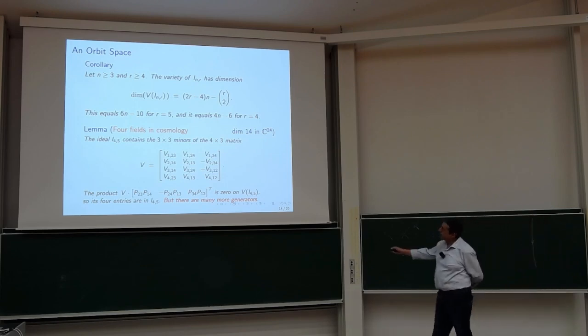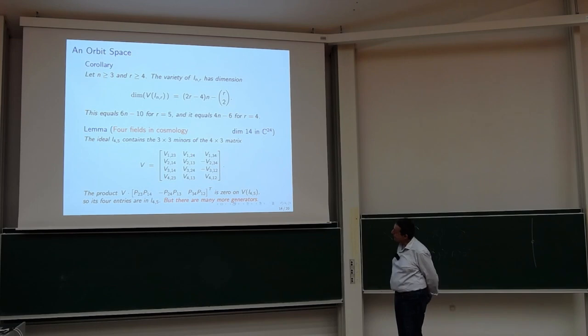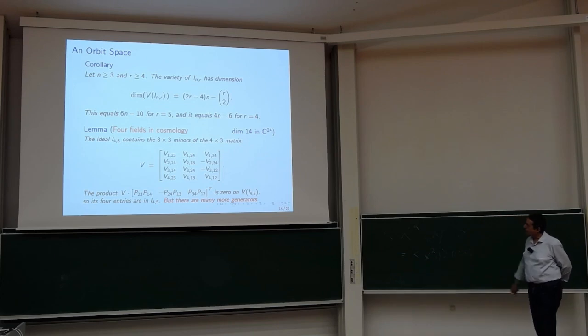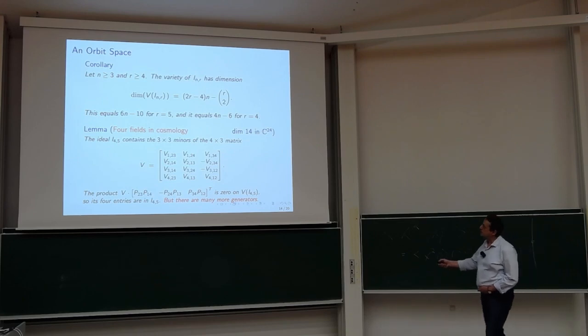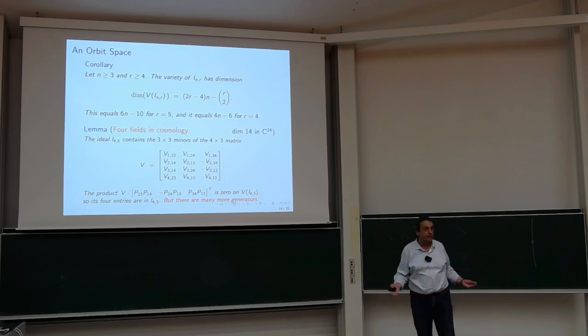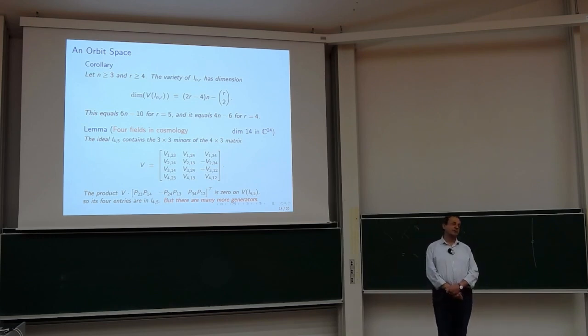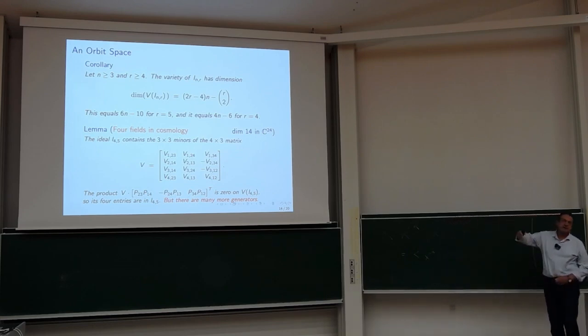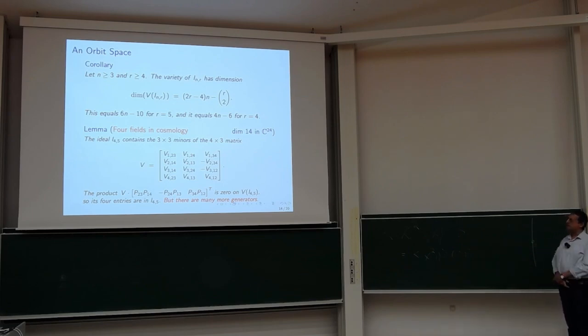So for example, 4 fields in cosmology. Now r is 5 and n is 4. In my notation, this would be the ideal I45. By the corollary, it's a 14-dimensional variety in a 24-dimensional ambient space. But we don't know the ideal. We know that this ideal contains 3 by 3 minors of this matrix. It contains a whole bunch of other things and many, many more generators. We have a long list, but we cannot actually prove right now that we have the complete list of ideal generators. As soon as these parameters increase a little bit, these things become quite complicated.